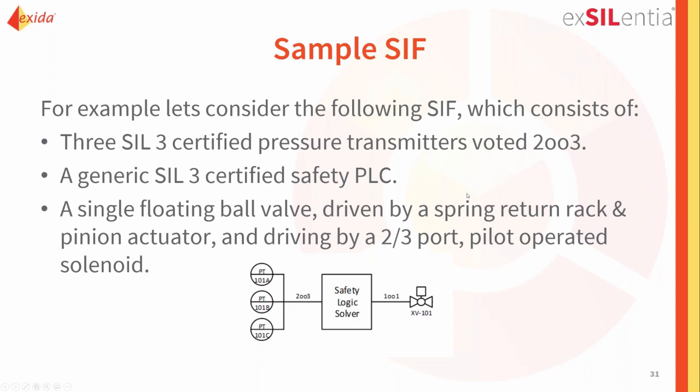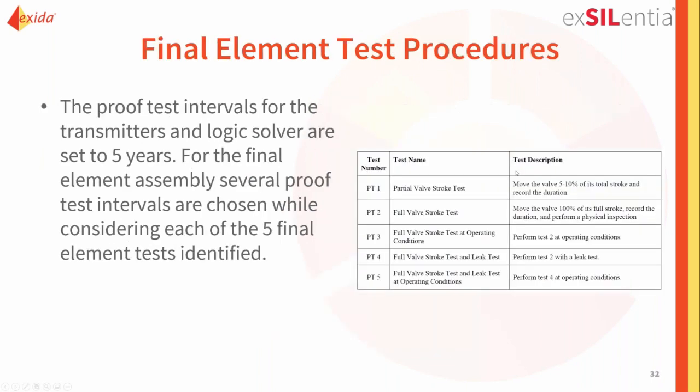So we can look at different tests and the associated proof test coverages, and we can then determine the impact on the PFD average. And again, for the test procedures, we fix the transmitters at a 5 year proof test interval, the logic solver at a 5 year proof test interval, and for the final element assembly, we chose a couple of different proof test intervals just to see what the impact is. And then we're using these different test descriptions to look at it.